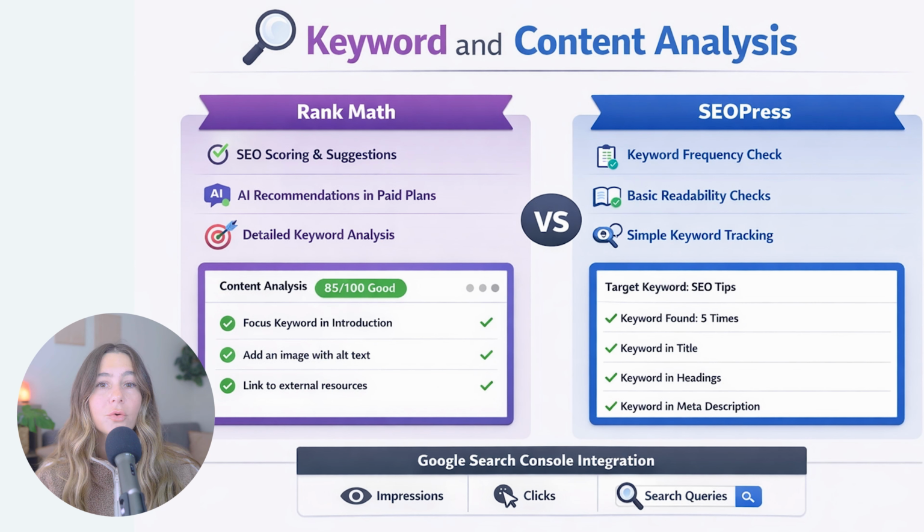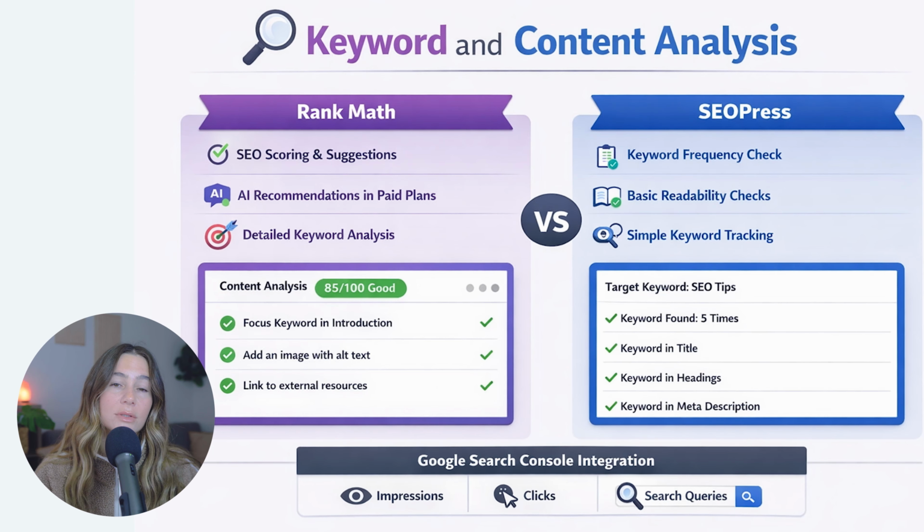It also provides basic readability checks and highlights whether the keyword appears in key areas like headings or meta descriptions. Both plugins also connect with Google Search Console so you can see how your pages are performing in search results. That means you can review impressions, clicks, and search queries people use to find your site. If you want more automated suggestions while writing, Rank Math provides more built-in guidance. If you prefer fewer prompts and a cleaner interface, SEOPress keeps the process simple.